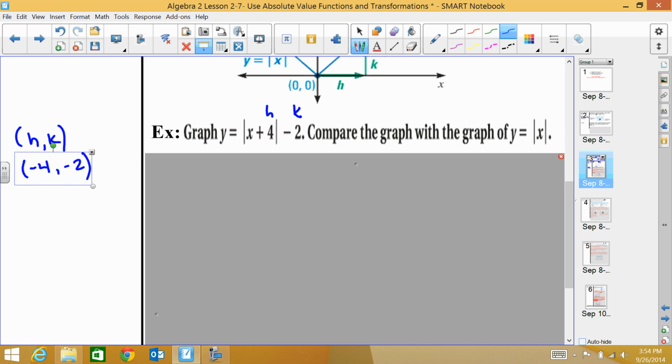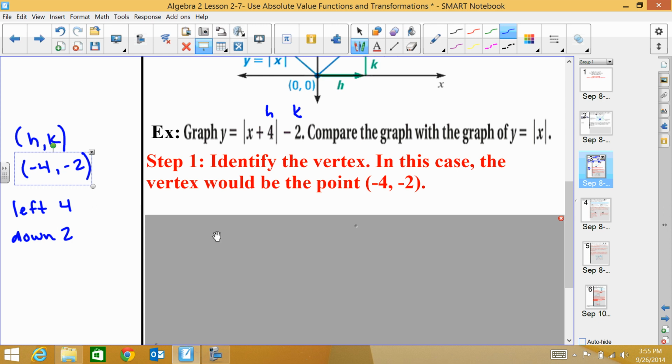The other thing that you can pick out from this is plus 4 means that I'm moving which direction? Now, because it's plus 4, you would think that it would be to the right, but actually, because it's an absolute value, it's different than what you think. It's actually to the left. So I'm going to be going left 4, and negative 2 on the outside of the absolute value symbols means that I'm moving down 2.